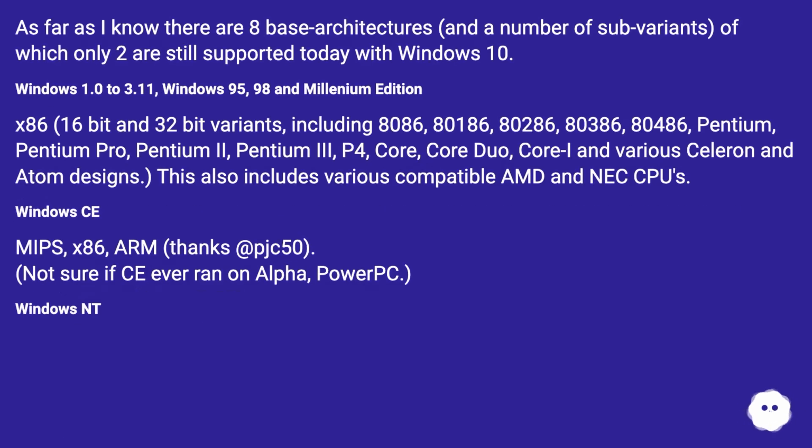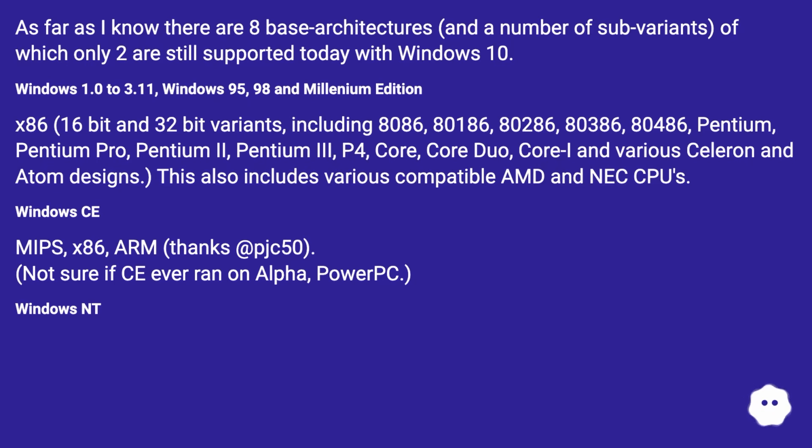As far as I know, there are 8 base architectures, and a number of subvariants, of which only 2 are still supported today with Windows 10. Windows 1.0 to 3.11, Windows 95, 98, and Millennium Edition: x86, 16-bit and 32-bit variants, including 8086, 80186, 80286, 80386, 80486, Pentium, Pentium Pro, Pentium 2, Pentium 3, P4, Core Duo, Core i and various Celeron and Atom designs. This also includes various compatible AMD and NEC CPUs.